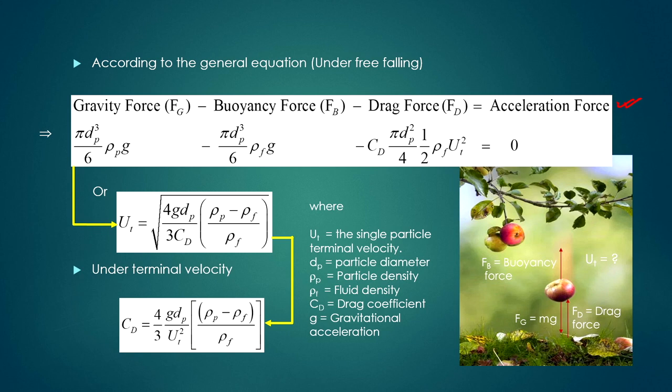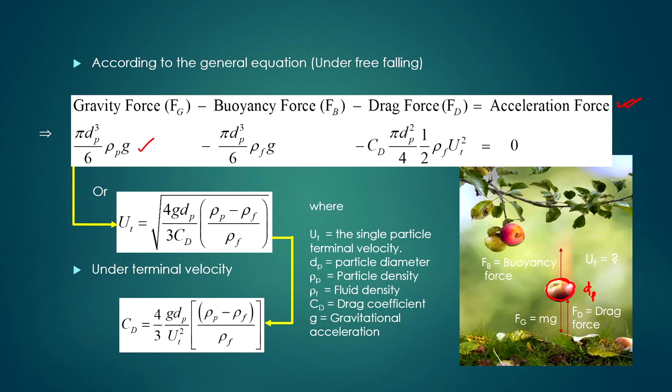What is the gravity force? How will you calculate that gravity force? If we consider that it is a spherical particle and its diameter is dp, what will be the volume of this particle? Very simple. It will be 1 by 6 pi dp cube. If you multiply this volume with its density, you will get the mass of this particle. And mass into gravitational acceleration is called the gravity force. So, this gravity force will be equal to pi dp cube by 6 rho p into g.